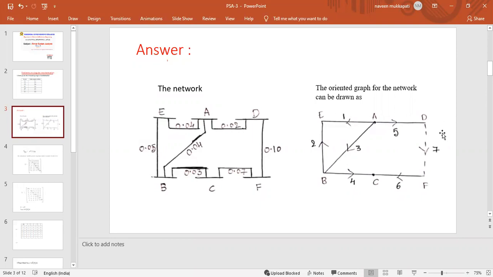An oriented graph means there is no closed loop. For D to F, there is no closed loop. That's why it is represented as a link. It will be used for determining the A bar matrix. Sorry, this is also a dotted line.